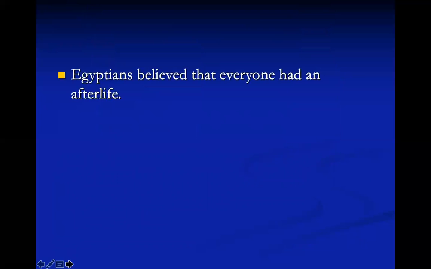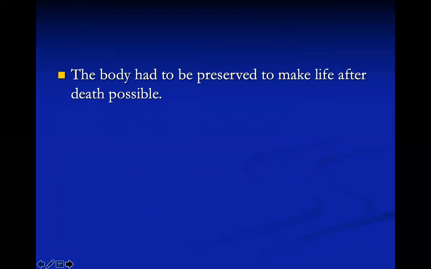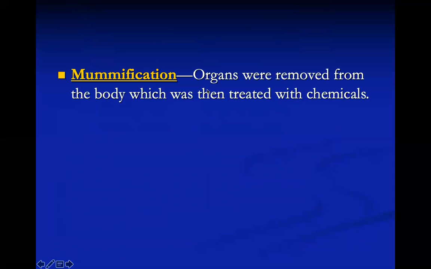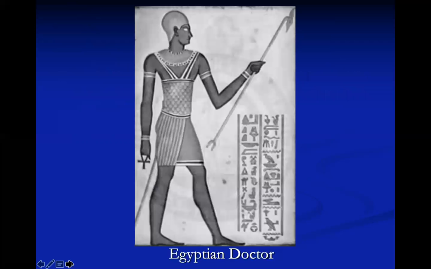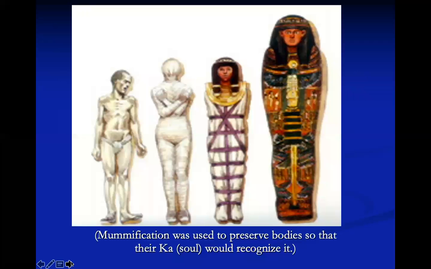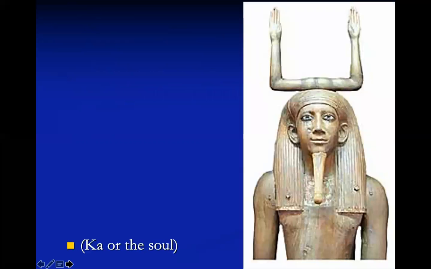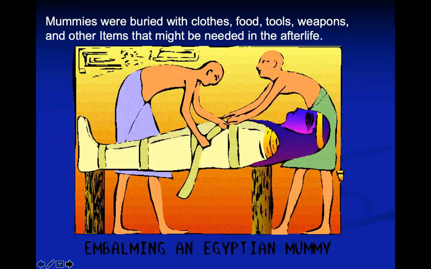Egyptians believed in an afterlife. The body had to be preserved to make life after death possible, which led to mummification. Organs were removed from the body, which was treated with chemicals. This preserved the body for centuries. There you see an Egyptian doctor. Mummification was used to preserve the body so that their soul would recognize it when they stood outside of it. The Ka is the soul.